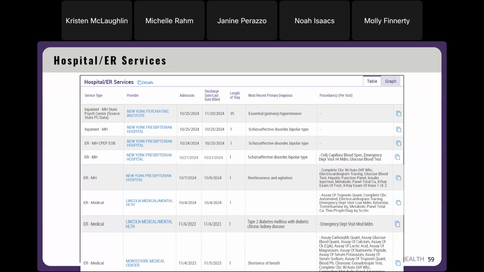And then we have our hospital ER services. So this is letting you know, like, what is their utilization looking like? So here I can see that they actually were very recently in the New York Psychiatric Institute for a 35-day stay. And we can see that they've had a few different ER visits as well, even an extended observation bed stay back in October. So we can see that this person had quite a few different hospitalizations.